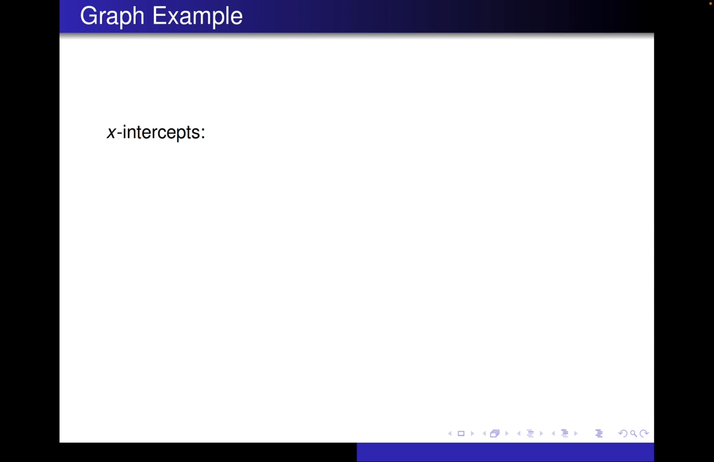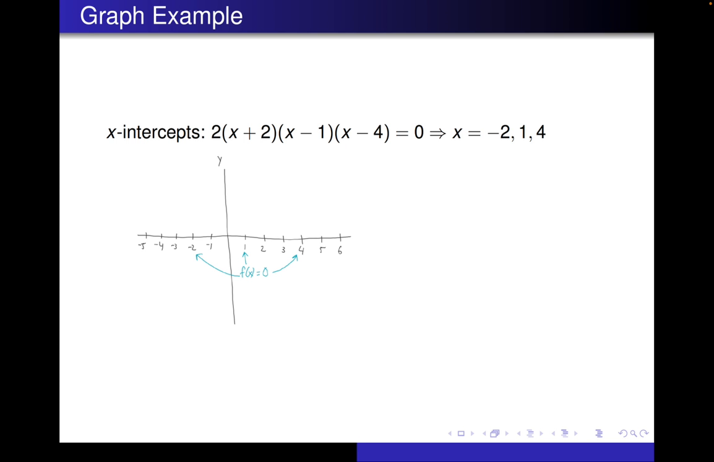All right, so the x-intercepts, well, let's see what the x-intercepts are. So if we set that equal to 0, that means one of those factors has to be 0. The 2 is certainly not going to be 0, so it has to be either x plus 2, x minus 1, or x minus 4, which gives us the values of x equals negative 2, 1, and 4 for our x-intercepts. So there's where our x-intercepts are.